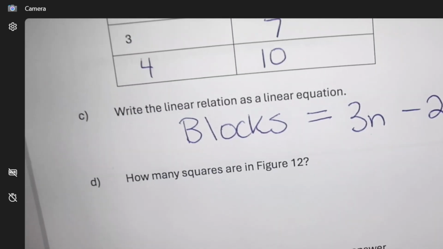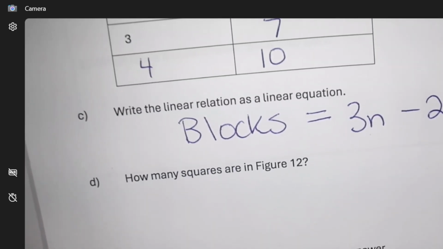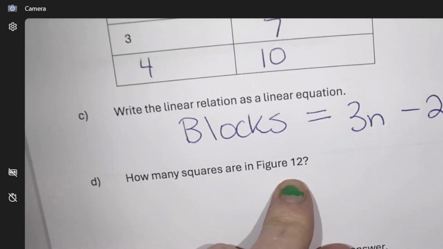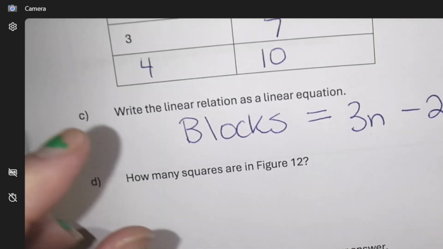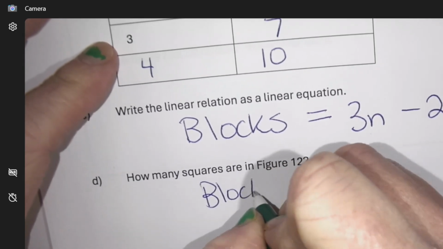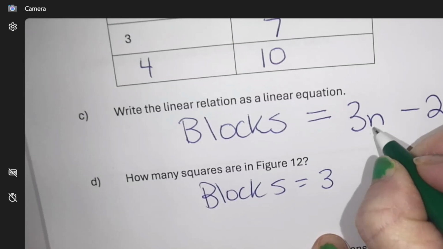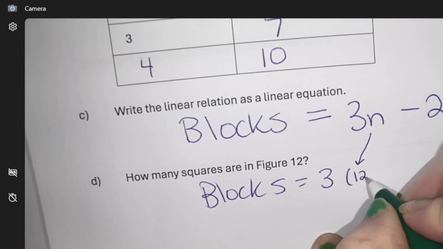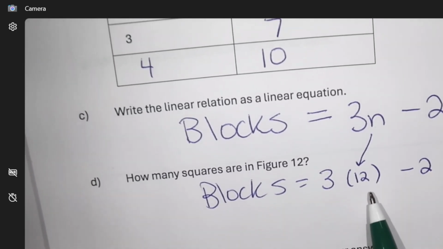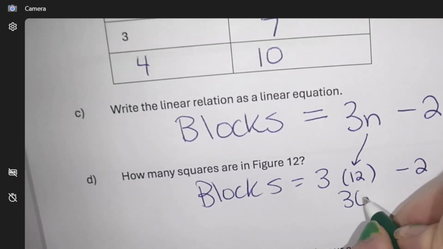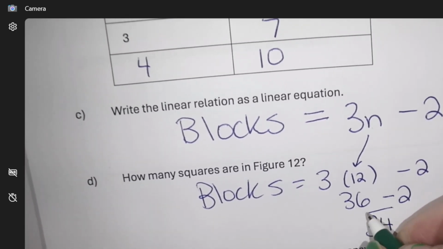Okay, so if we kept going in the pattern, how many squares would we have when we are at the 12th figure? So what should we do? What did you do? 3n, or 3 times 12 subtract 2. So you just followed this formula, and instead of writing an n, we are now saying n is 12. So it's a substitution. 36 minus 2 is 34.